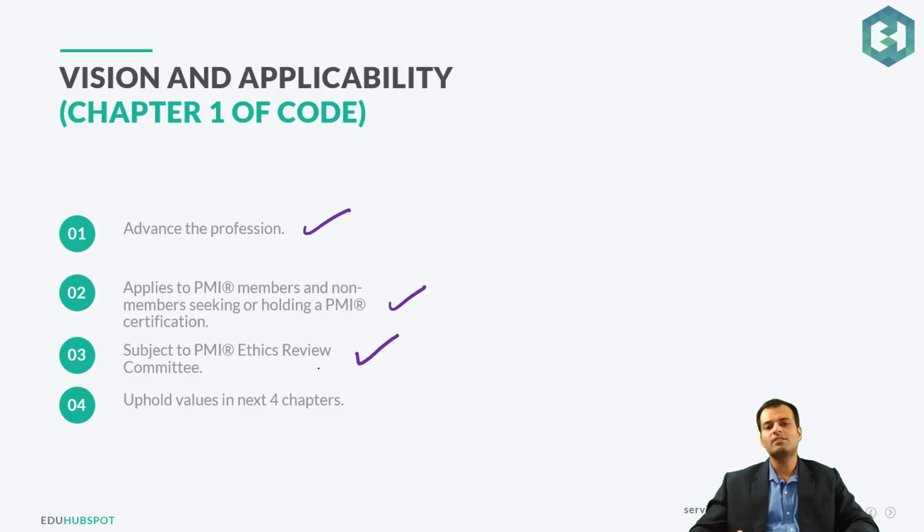What happens in the ethics review committee is there's a group of some recognized names. They will read your case and they will take a decision whether you did the right thing or you did not do the right thing. Uphold values in the next four chapters. All of these 4 chapters are very much related with each other. So this is chapter 1, which is vision and applicability.